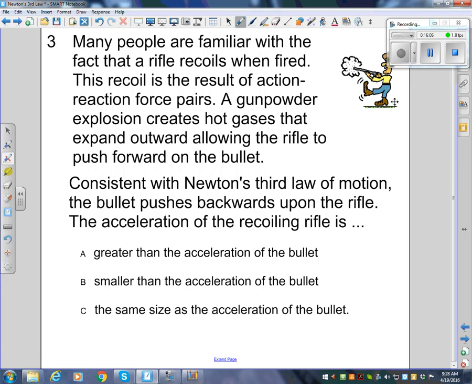Okay, this one's a little easier. I hope you get this one. Many people are familiar with the fact that a rifle recoils when fired. This recoil is a result of action-reaction force pairs. A gunpowder explosion creates hot gases that expand outward, allowing the rifle to push forward the bullet. Consistent with Newton's third law of motion, the bullet pushes backwards upon the rifle. So the bullet goes flying forward, the rifle goes backward. The acceleration of the recoiling rifle is greater than the acceleration of the bullet, smaller than the acceleration of the bullet, or the same size.